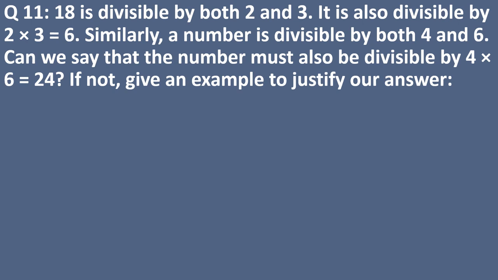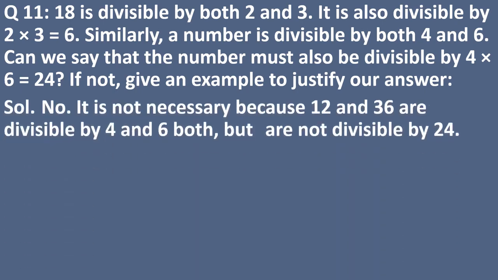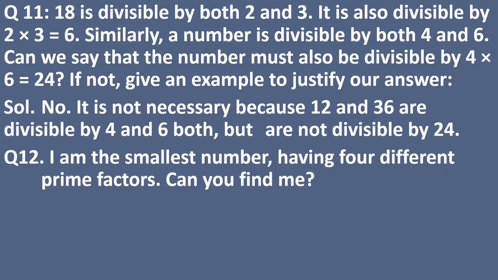No. If a number is divisible by 4 and 6, it is not necessary that it is divisible by 24 also. Why? Because 4 and 6 are not co-prime numbers. See the example. 12 and 36, they both are divisible by 4 and 6, but they are not divisible by 24. Okay?